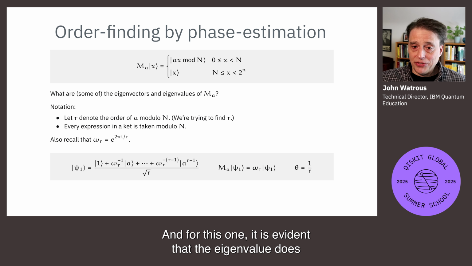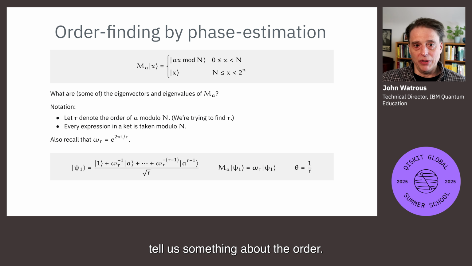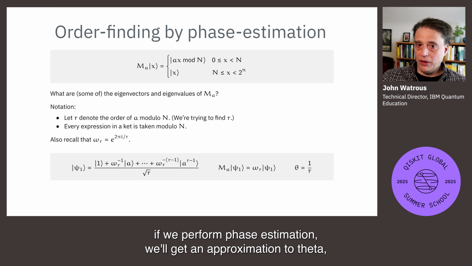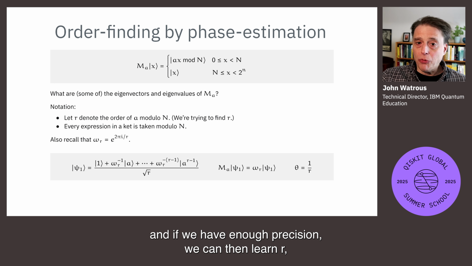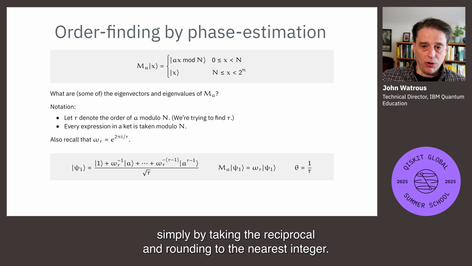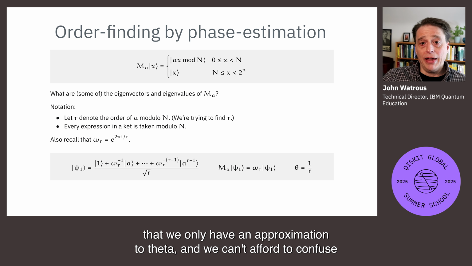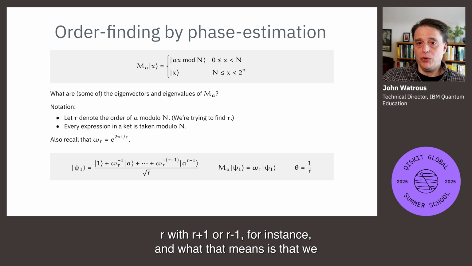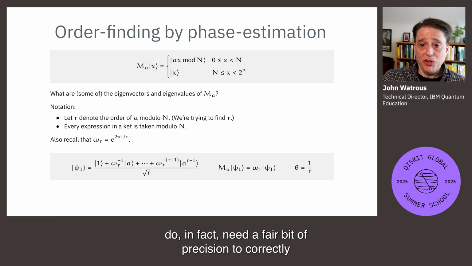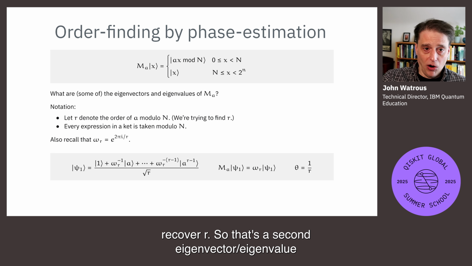And for this one, it is evident that the eigenvalue does tell us something about the order. In particular, if we perform phase estimation, we'll get an approximation to theta, and if we have enough precision, we can then learn r simply by taking the reciprocal and rounding to the nearest integer. Keep in mind, though, that we only have an approximation to theta, and we can't afford to confuse r with r+1 or r-1, for instance. And what that means is that we do, in fact, need a fair bit of precision to correctly recover r.